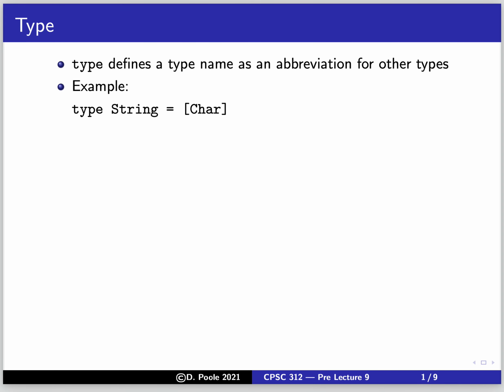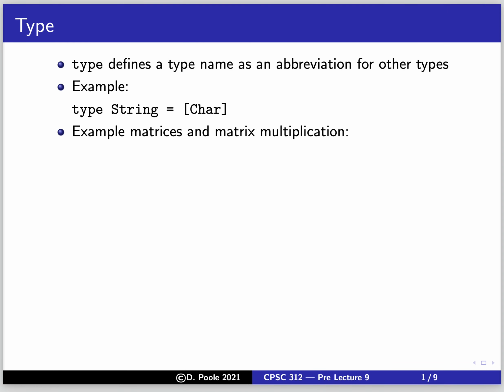The word type defines a type name as an abbreviation for other names. So in the prelude appears type String equals a list of characters, and we can use the word String or the list of characters interchangeably. They mean the same thing. So this is something we can just use now together.